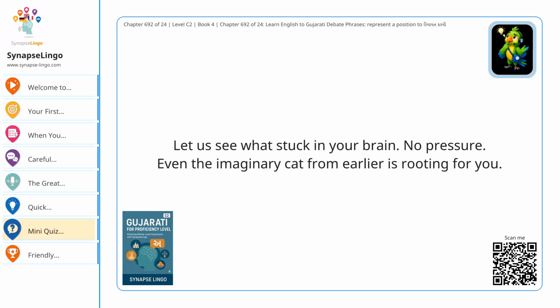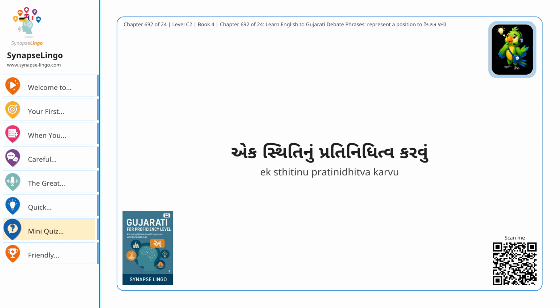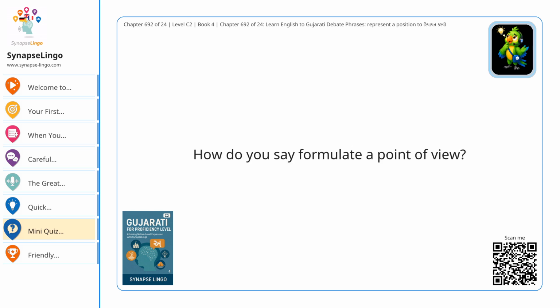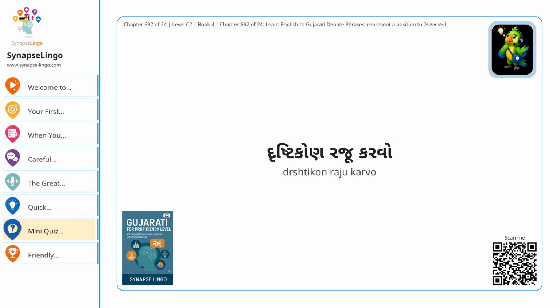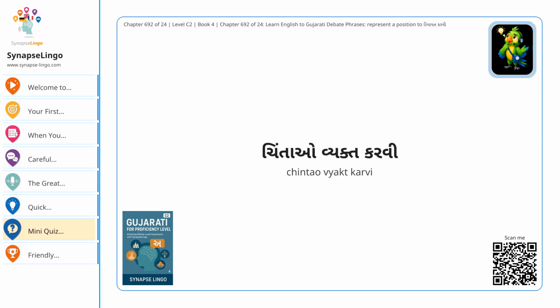Mini quiz time. Let us see what's stuck in your brain. No pressure. Even the imaginary cat from earlier is rooting for you. How do you say represent a position? એક સ્થિતિનું પ્રતિનિધિત્વ કરવું. How do you say formulate a point of view? દૃષ્ટિકોણ રજૂ કરવો. How do you say raise objections? વાંધા ઉઠાવવો. How do you say express concerns? ચિંતાઓ વ્યક્ત કરવી. How do you say criticize? ટીકા કરવી.